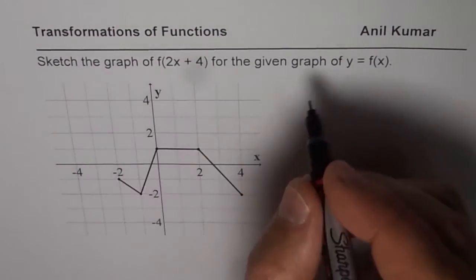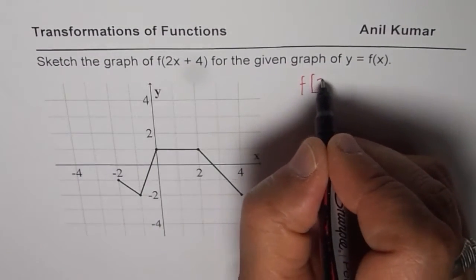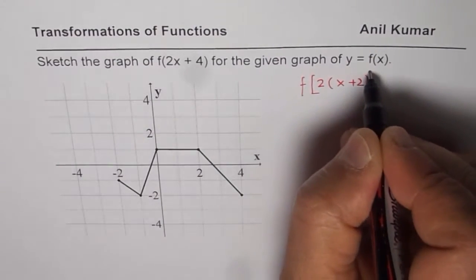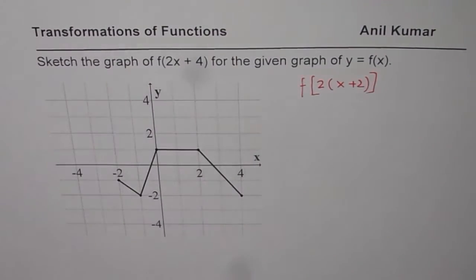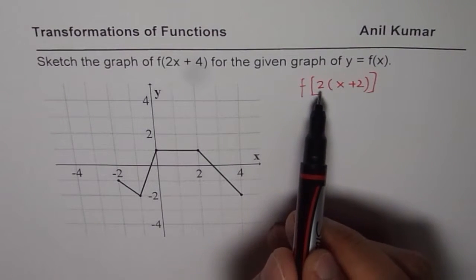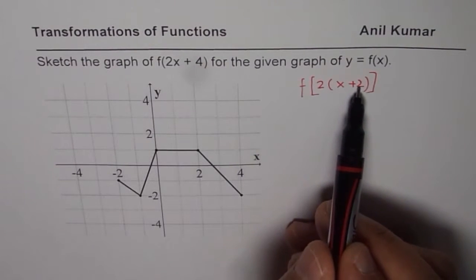Now let us rewrite this. That is f(2(x + 2)), factoring out 2 is very important. That is the function, right? So clearly from here the transformation is that x values will be divided by 2 since it is horizontally compressed, and will move 2 units to the left.